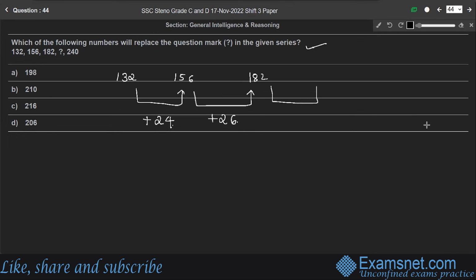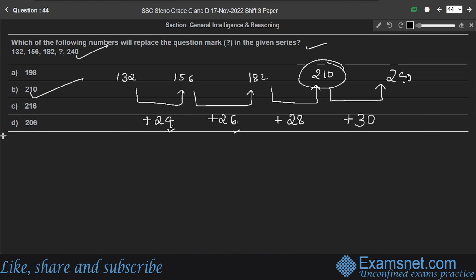To get the next number, we have to add which number? Here 24, 26, the difference is 2. So the number which is 2 more than 26 is 28. 182 plus 28 gives you the next number, which is 210. To verify this, add the number which is 2 more than 28, which is 30. So 210 plus 30 is equal to 240. The answer is verified. Therefore, the fourth number is 210, option B.